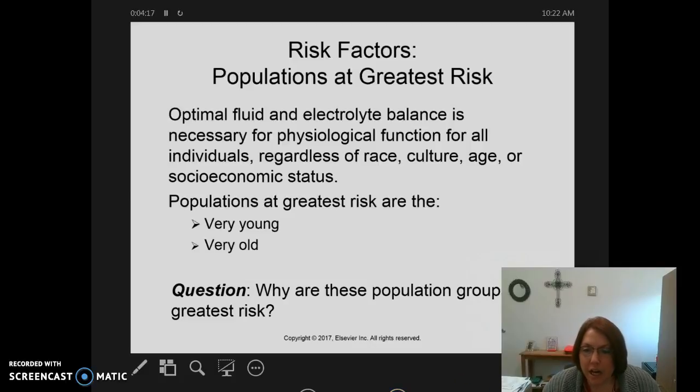Similar to the very young, the very old are also at great risk for fluid and electrolyte imbalances for a number of reasons.